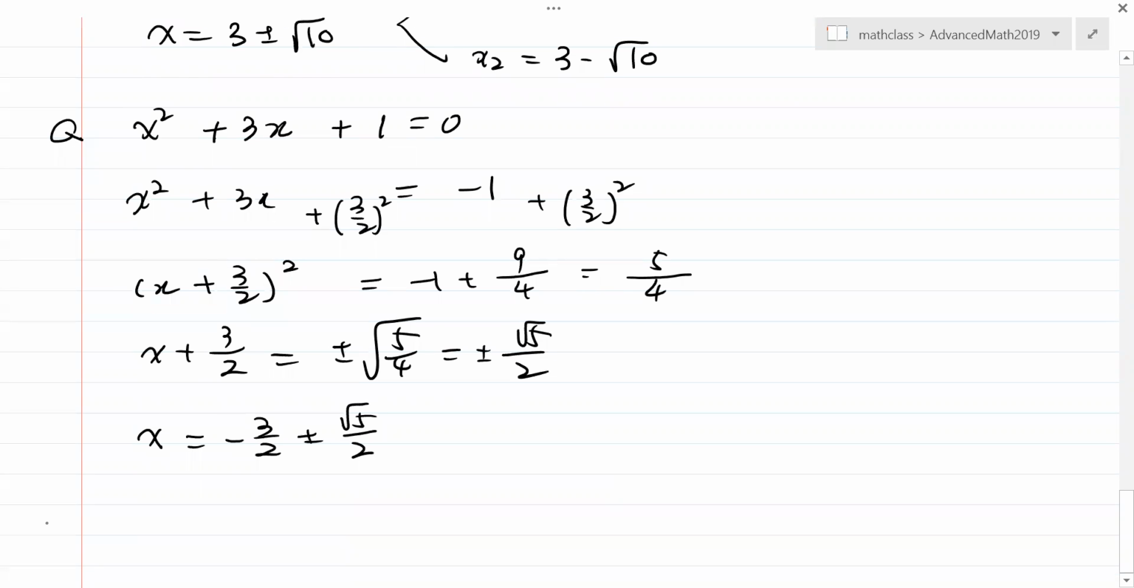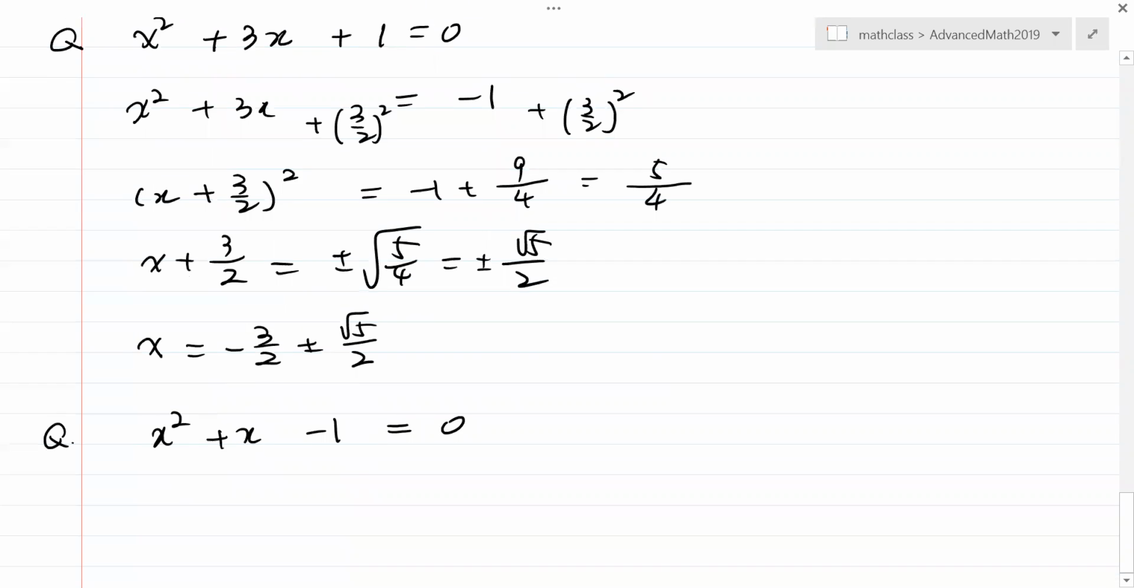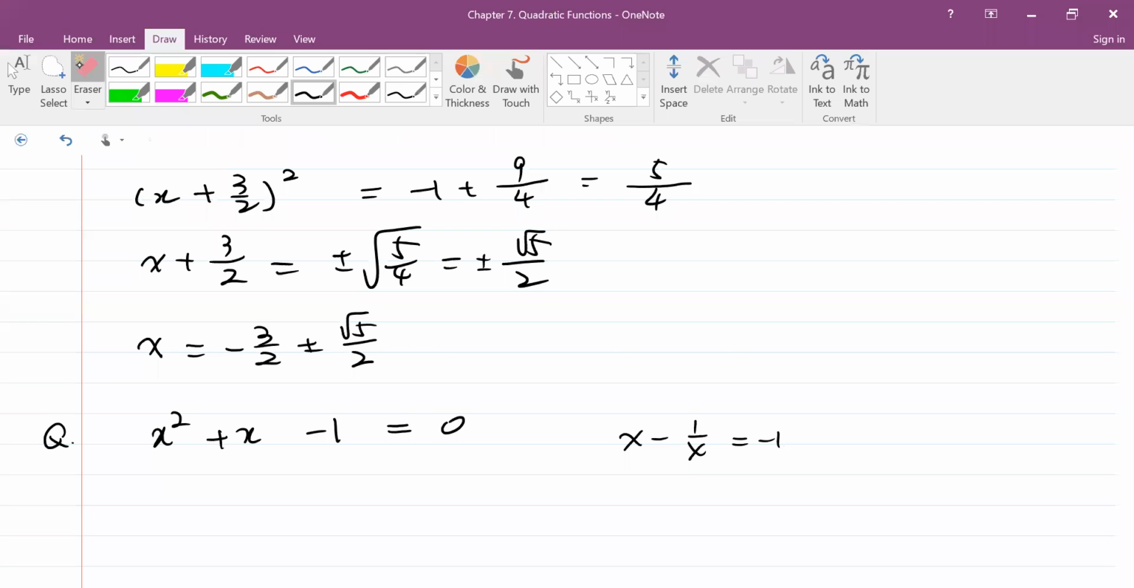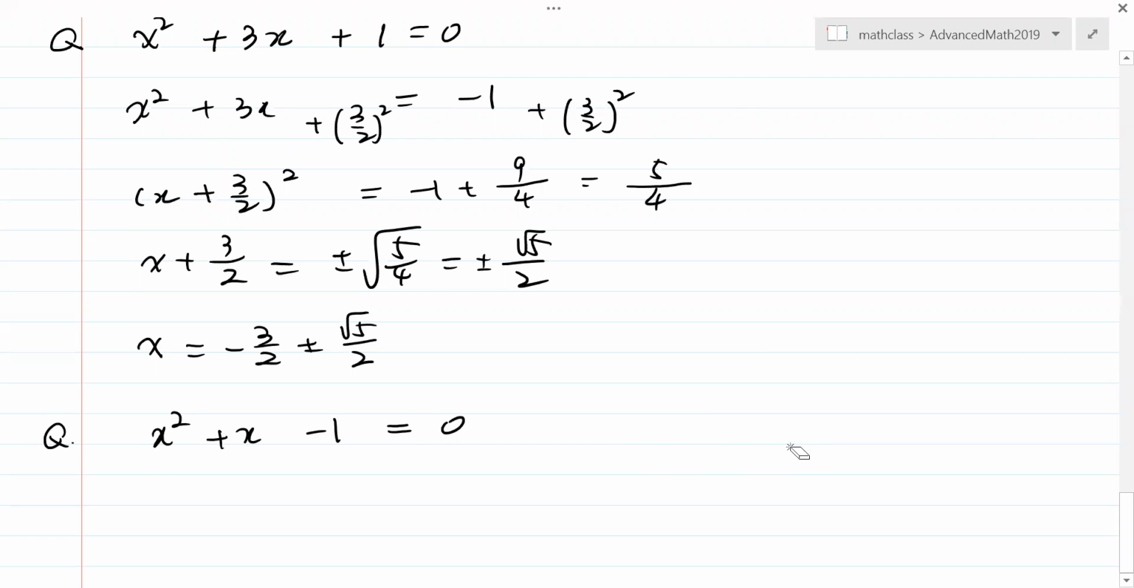My next question, I really want you to do that: x squared plus x minus 1 equals 0. Can you solve for x? What you get is a number called the golden number. This equation can be written in many different forms. Sometimes the equation is written in this form, if you divide both sides by x. Please work this out.